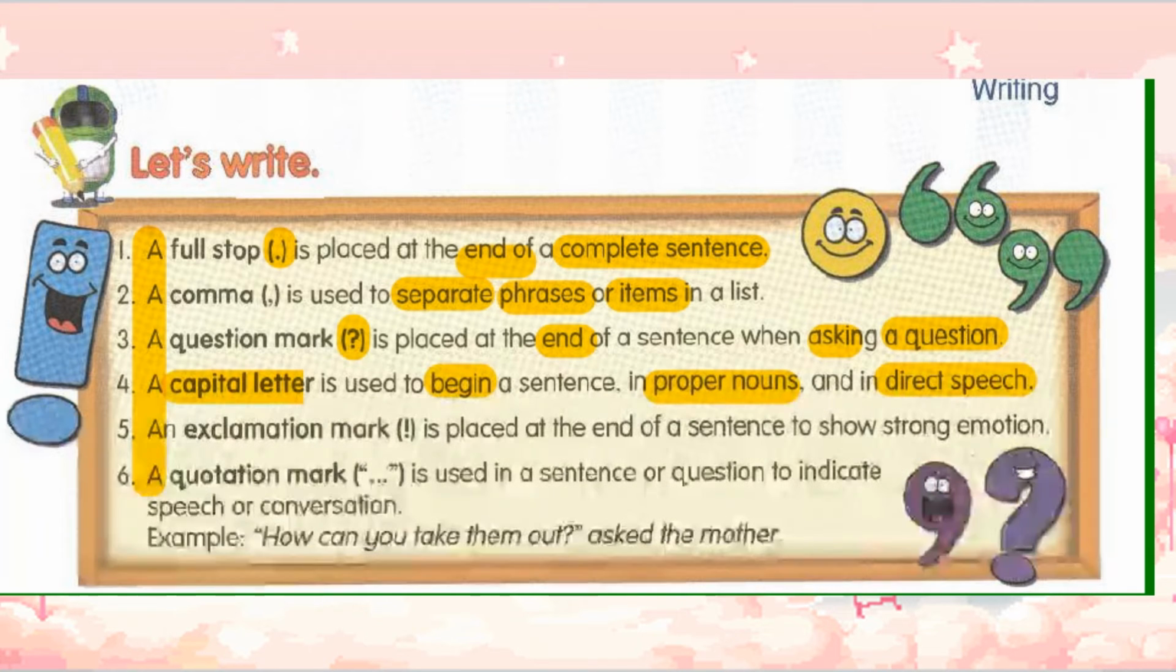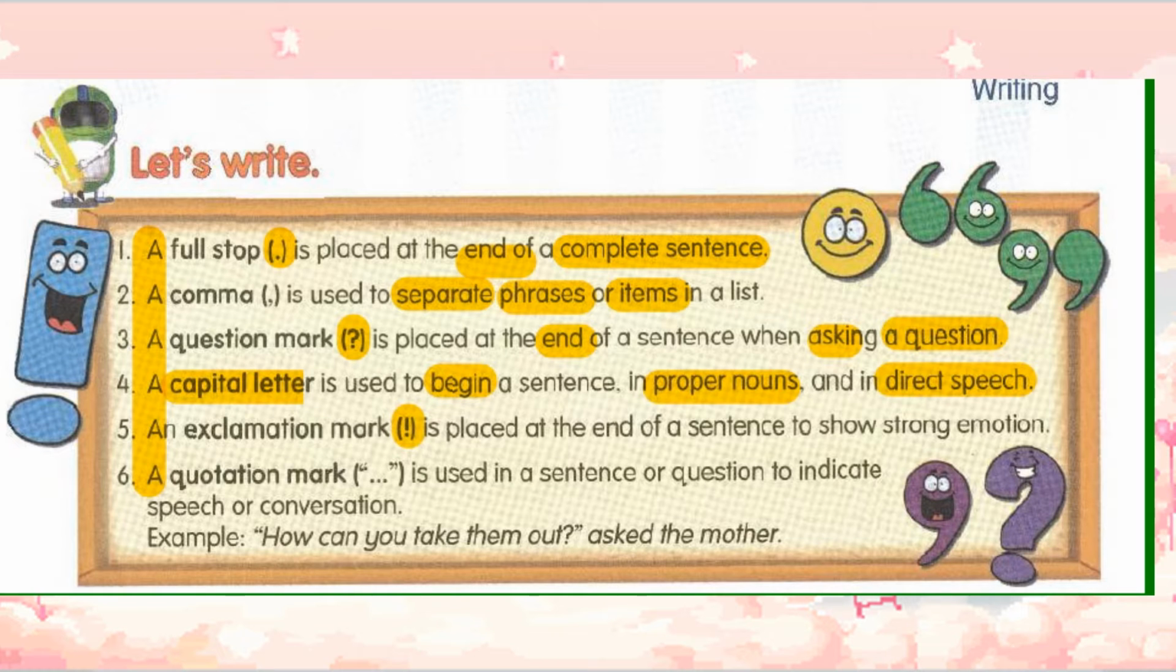Next is for exclamation mark. This is how you write down the punctuation mark, and it is to show strong emotion. When you are extremely sad or extremely happy, you use an exclamation mark, and it is also at the end of the sentence.